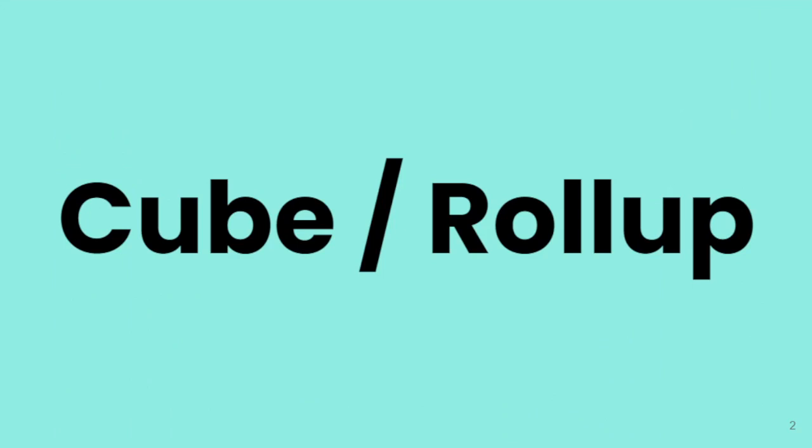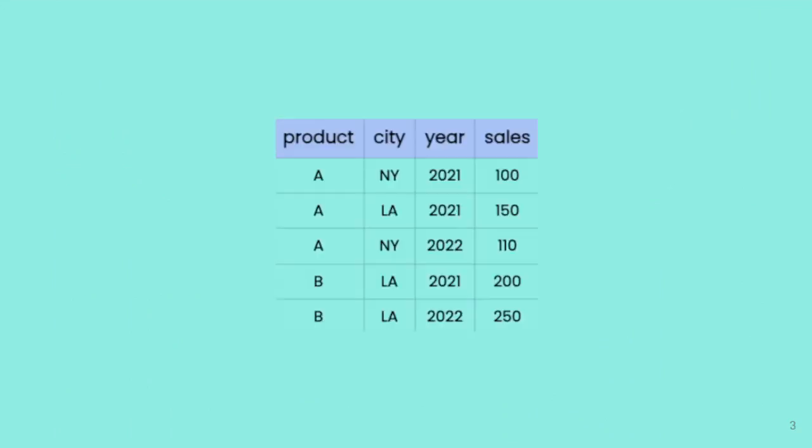Cube and rollup. Let's say you have a table of products and their sales data in different cities and years, and you want to understand the interplay between them. So you want to know the average sales per product for product A and for product B overall, but also per product and city combined, which are another three groups and a different level of granularity. A combination of two columns instead of one.